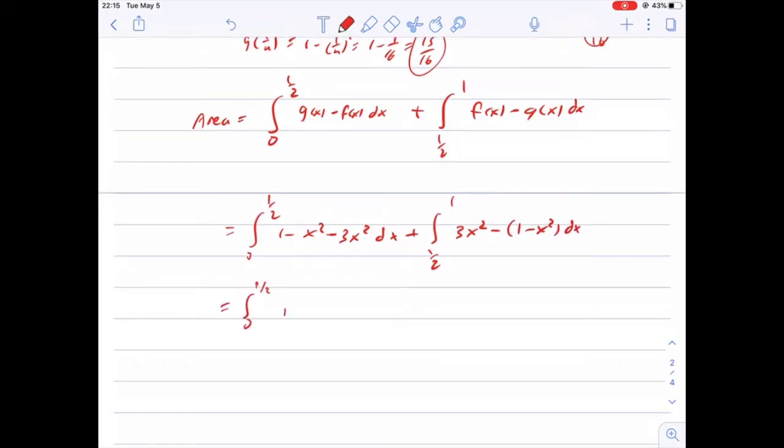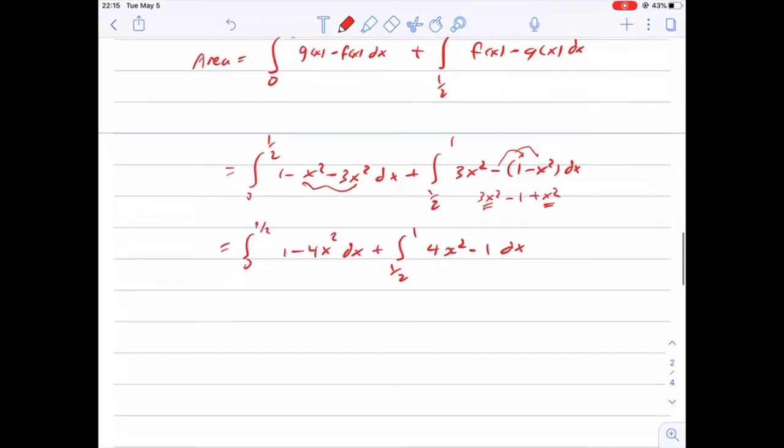Simplify more. From 0 to 1/2, 1 minus x squared minus 3x squared gives 1 minus 4x squared, plus the integral from 1/2 to 1. We have a negative here. This becomes 3x squared minus 1. We insert the negative sign, it becomes 3x squared plus x squared is 4x squared minus 1 dx. Now we integrate. What is the integral of 1? It's x. What is the integral of 4x squared? 4x cubed over 3.